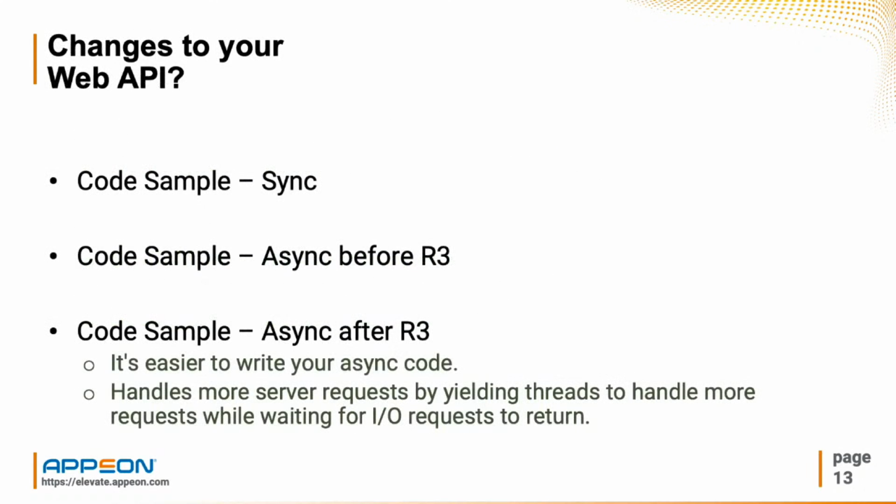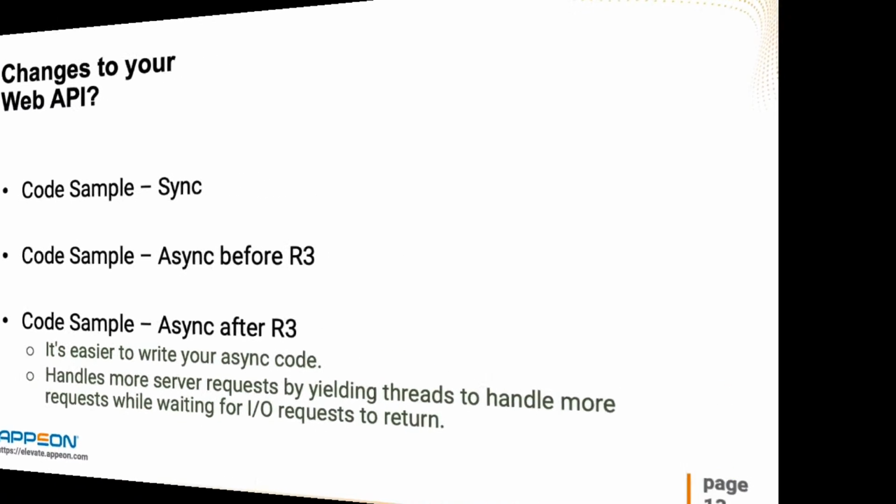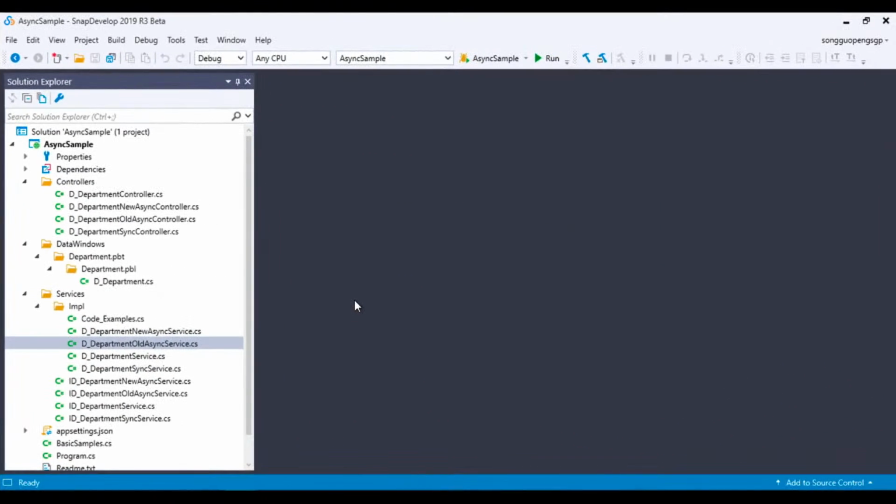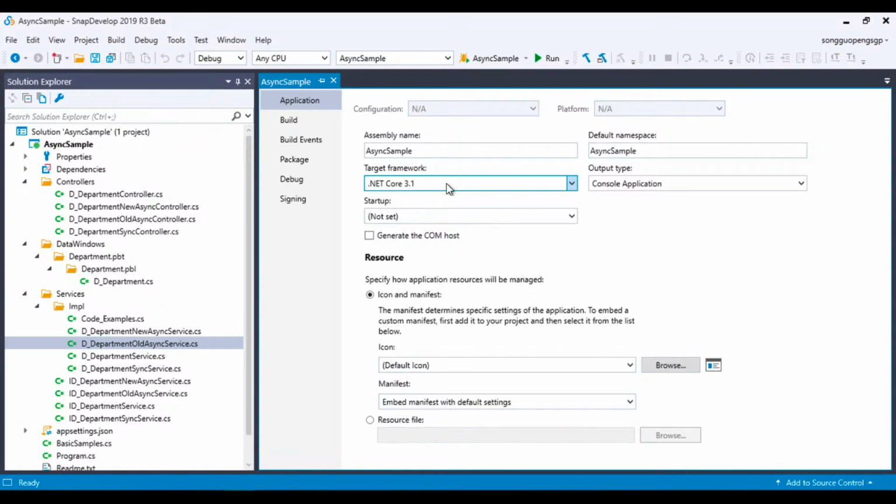Okay, so let's go ahead and take a look at the first enhancements, which are the runtime enhancements. Okay, here we have SnapDevelop open. So here is where I would show you the new features of SnapObjects and .NET DataStore, which include the asynchronous programming features. So first of all, I would like to point out that my project is now targeting .NET Core 3.1, as you can see right here.